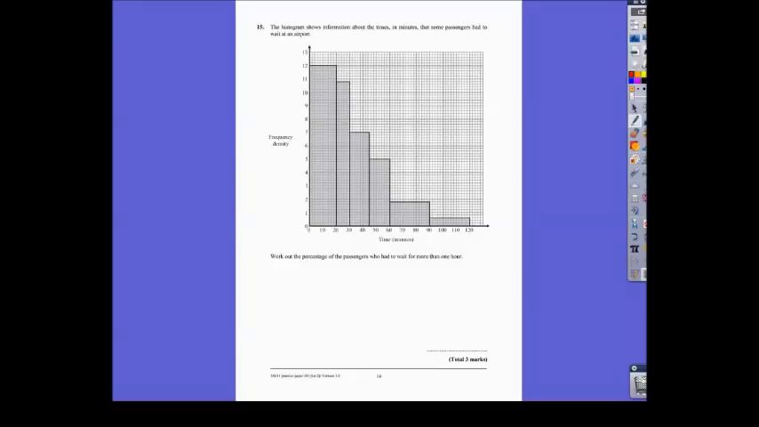Question 15. The histogram shows information about the times in minutes that some passengers had to wait at an airport. Work out the percentage of passengers who had to wait for more than an hour. So an hour is 60 minutes. So we're after all of these people here compared to all of the people altogether. So we need to work out all of the people altogether, which is the area of each bar. So the first bar would be 20 times 12 and so on.